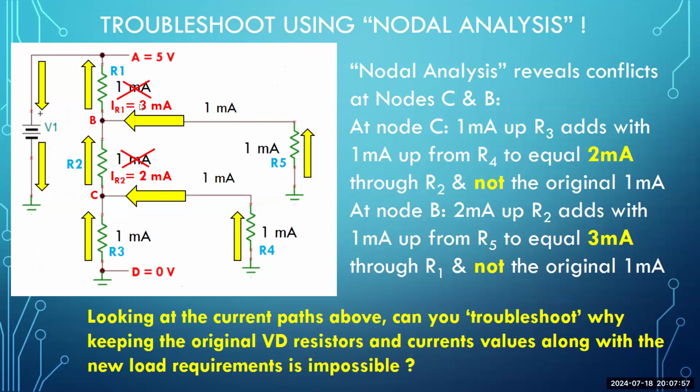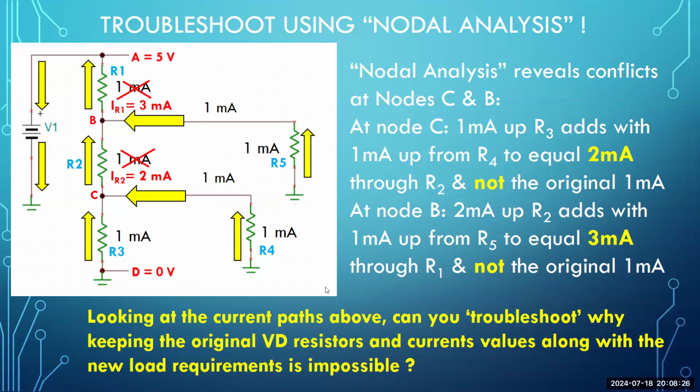So IR1 must be 3 milliamps. IR2 must now be 2 milliamps, not the previous 1 milliamp. That was part of the original voltage divider circuit. We no longer have a voltage divider circuit. We have a loaded voltage divider circuit, which is now a very nice series parallel circuit. So that being said, the current through R1 is no longer the original 1 milliamp.